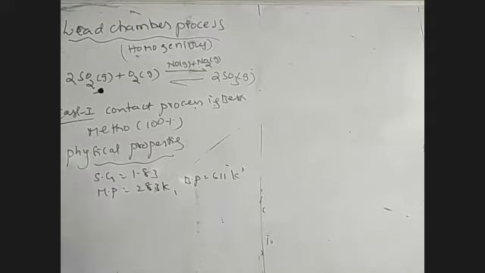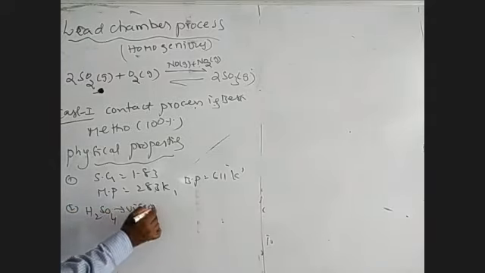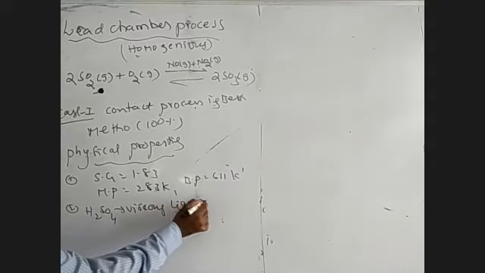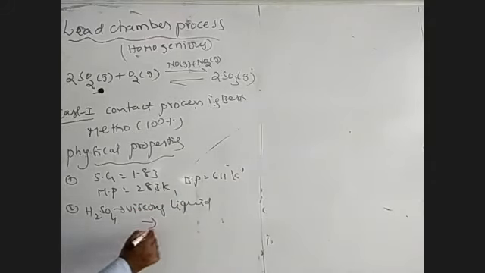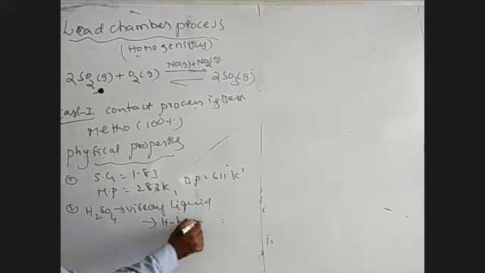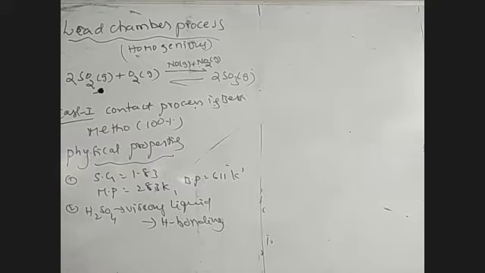Here H2SO4 is a viscous liquid due to the presence of hydrogen bonding. H2SO4 is a highly viscous liquid. The viscosity of H2SO4 is due to the presence of hydrogen bonding. In H2SO4, a hydrogen bond is present between one H2SO4 molecule and another H2SO4 molecule. So H2SO4 behaves like a viscous liquid.